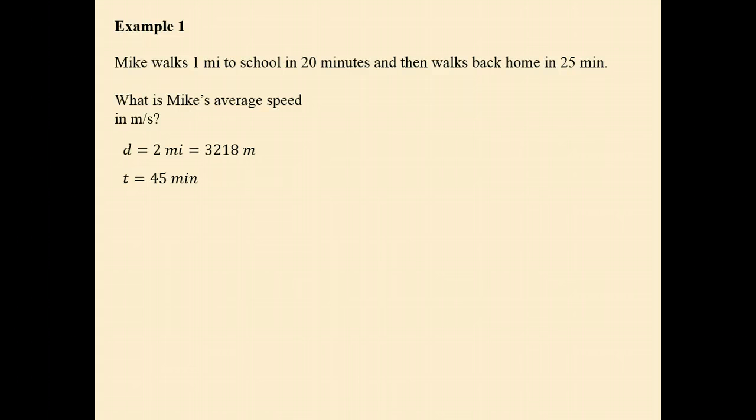The total time of travel is 20 minutes out plus 25 minutes back, or 45 minutes total. That's 2,700 seconds. Now I can use the equation d equals v times t, plugging in distance of 3,218 meters, divided by the total time of 2,700 seconds, gives me an average speed of 1.2 meters per second.